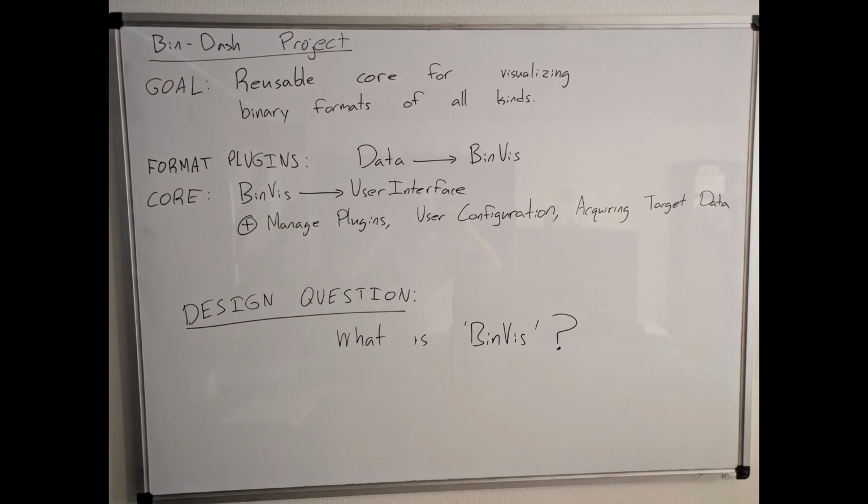So that split is designed so that we can put all of the UI stuff, all of the visualization primitives, into the core, and the plugins just get to parse their data format and declare the visualization structures that need to be used. The core would also be responsible for a system for managing plugins, having various user config stuff, and acquiring the target data for these plugins to consume. And then the big design question here, as I was saying, is what is this binviz structure going to be?